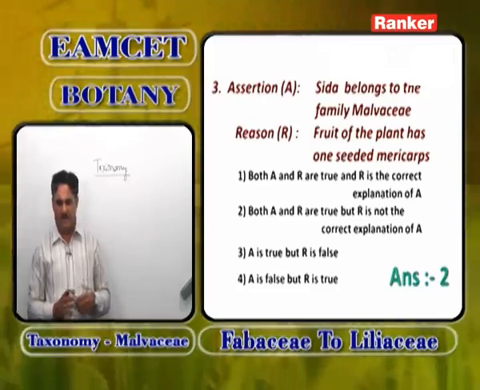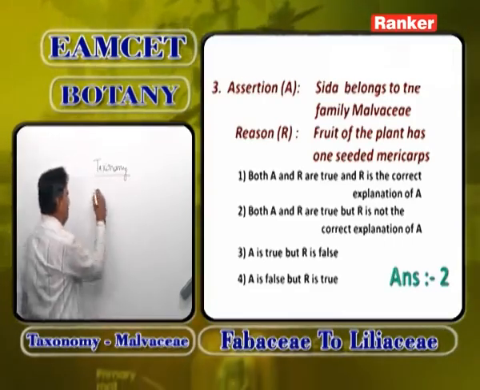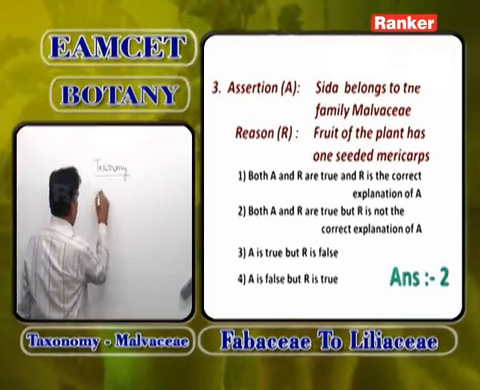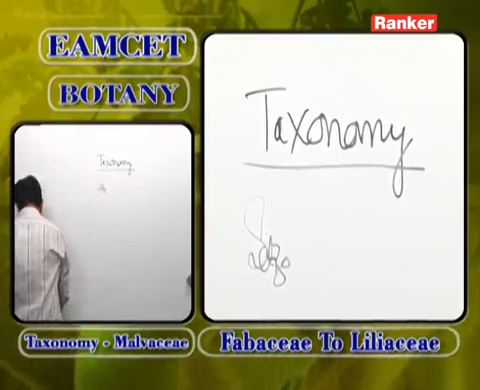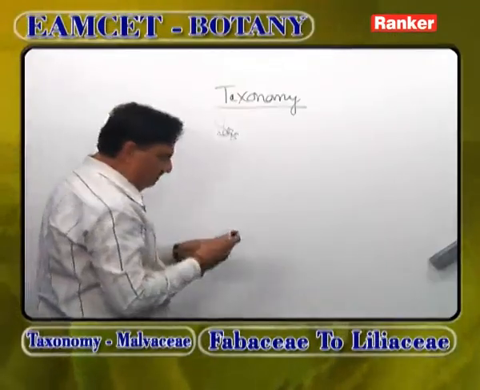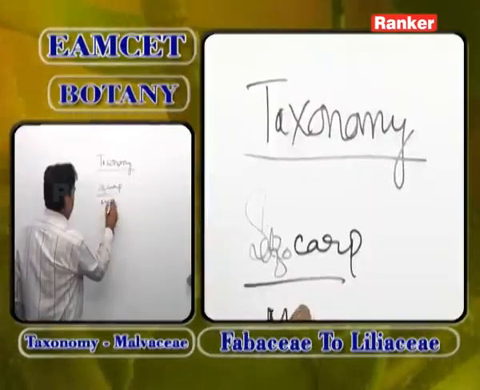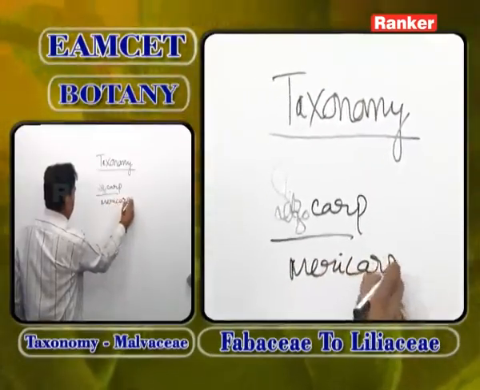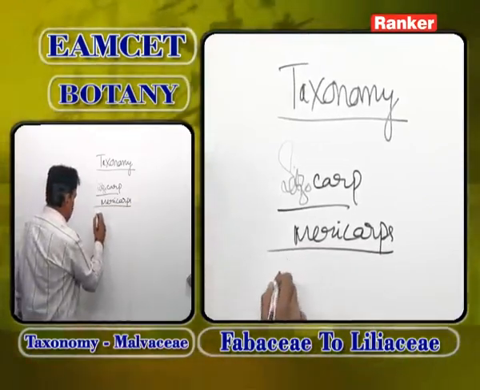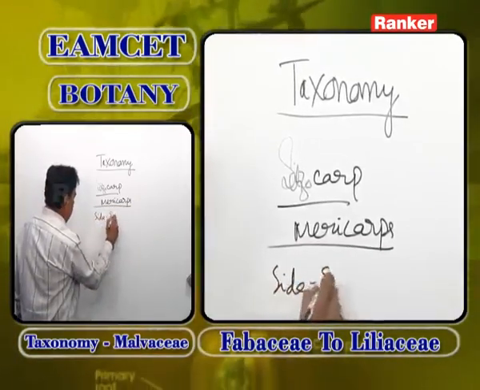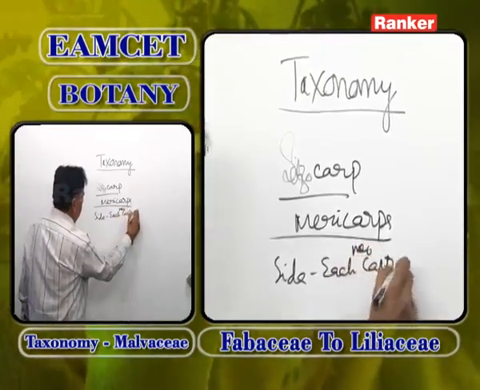But fruit of the plant has one-seeded mericarp. In Sida, the fruit is a schizocarp. Schizocarp is the fruit which breaks at maturity into many mericarps, and the number of mericarps is exactly equal to the number of carpels. So a schizocarp divides into many single-seeded bits called mericarps, whose number is equal to the number of carpels. In Sida, each mericarp shows one seed.